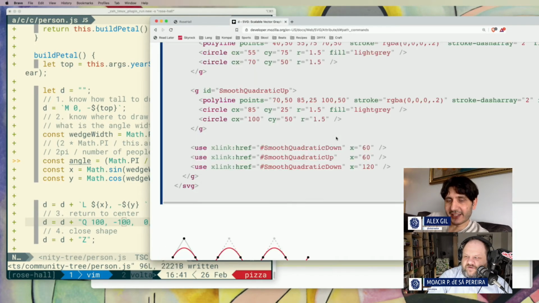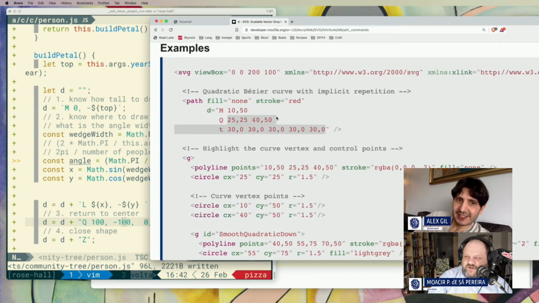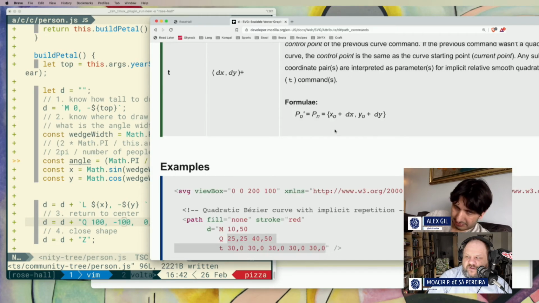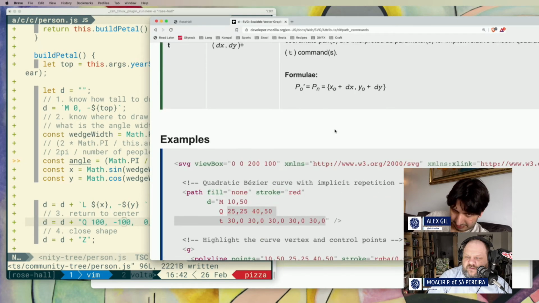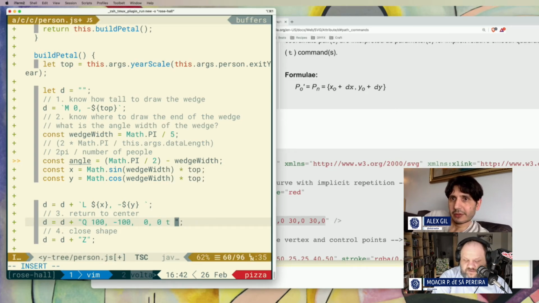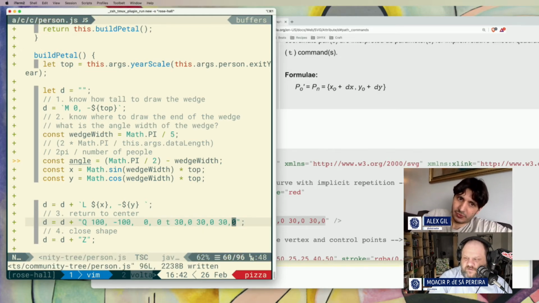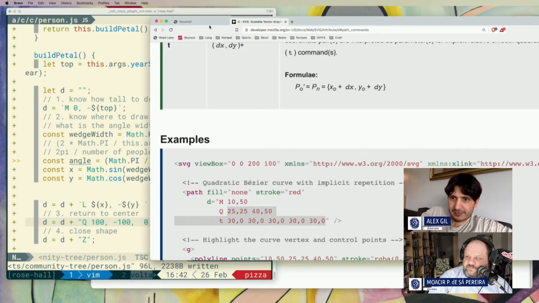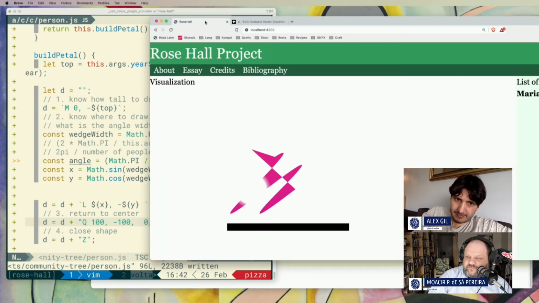Okay. Right, so now, they have an initial control point at 25, and then there's this 30, 30, 30, 30. So let's just write that in because who on earth knows? All right. Chaos.